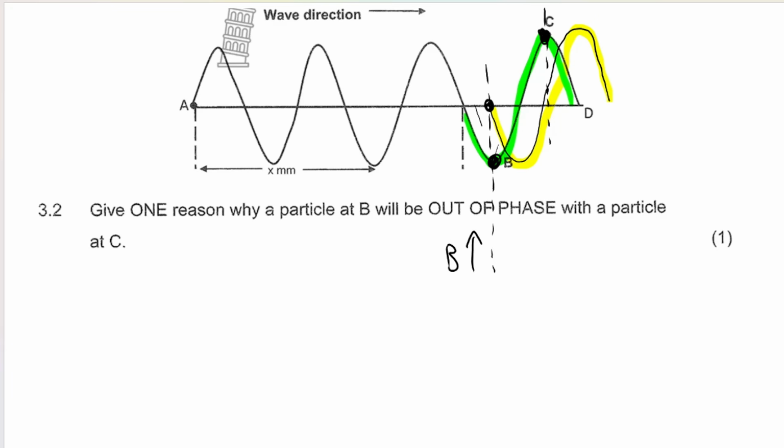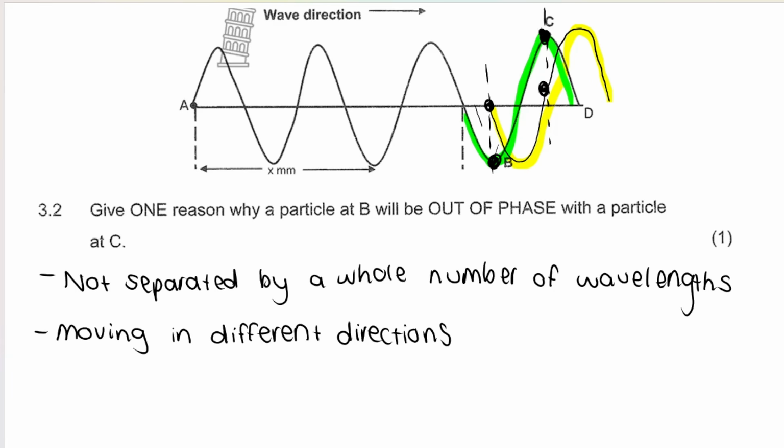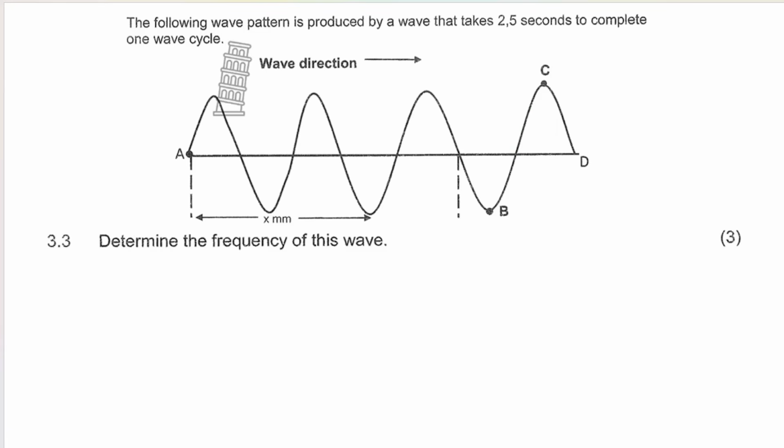C is over here on the green wave. On the same dotted line, follow it down. That's where C would be on the yellow wave. So C is moving down. So because they're moving in opposite directions, that's also another indication that they are out of phase. So there's 2 reasons. You need to choose one of the 2 reasons.